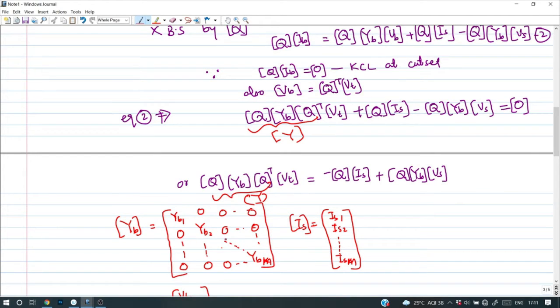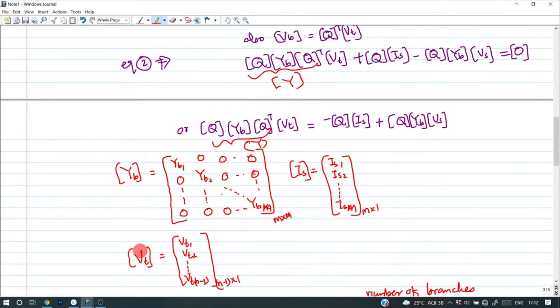So it is a diagonal matrix. Only diagonal entries will be available; off-diagonal entries are zeros. And IS is the source current matrix whose size is M by 1, where M is the number of branches. So the size of this one is M by M.